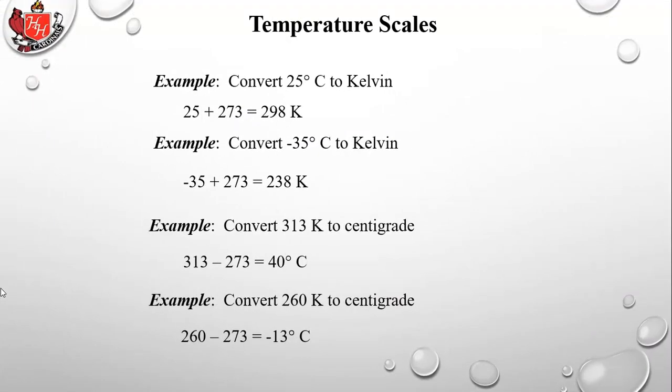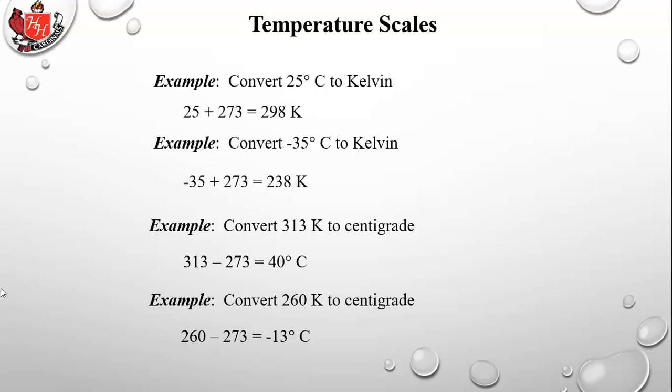All right, so here are some examples of conversions. They're pretty straightforward. Convert 25 degrees centigrade to Kelvin. So 25 plus 273 is 298. That, by the way, is a number that's used a lot in chemistry problems because it's normal room temperature. 25 degrees centigrade is roughly normal room temperature. So you'll see that number a lot. Convert negative 35 centigrade to Kelvin. So negative 35 plus 273 gives you positive 238 Kelvin.